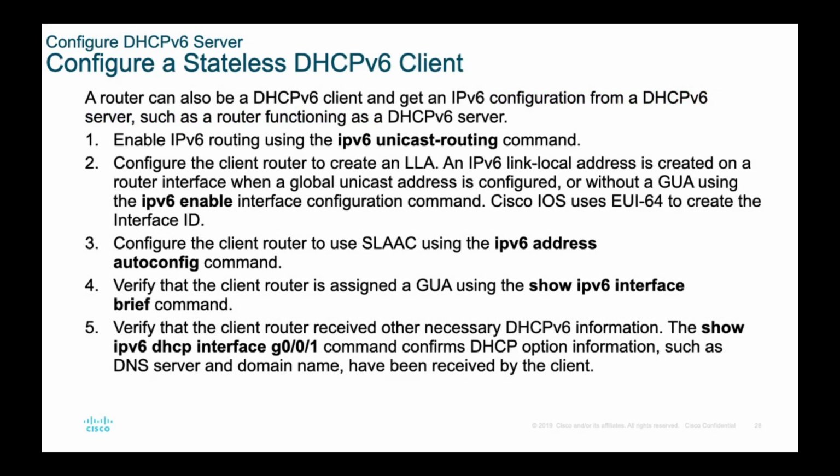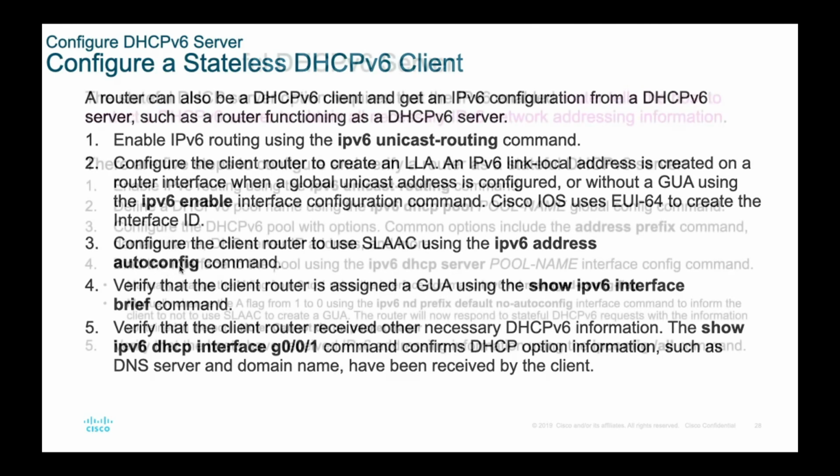For a client, for a router interface, how to accept auto configuration from the DHCP server? You just need to type IPv6 address autoconfig, and then it will automatically configure the IP address through IPv6. Compared to IPv4, IP address DHCP. But for DHCP version 6, in order to use DHCP or SLAAC, we cannot put DHCP or SLAAC. We put autoconfig. So that's all for configuring a client.